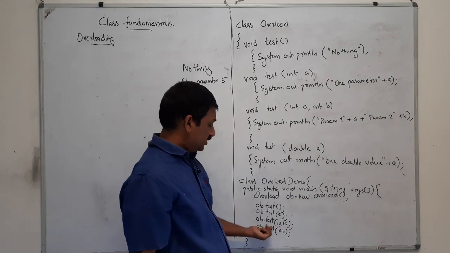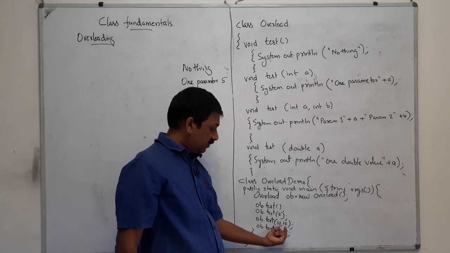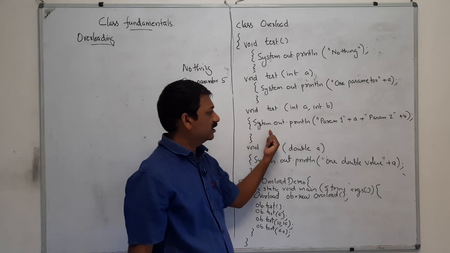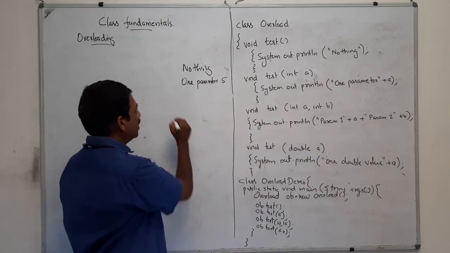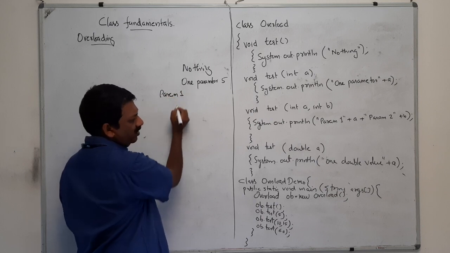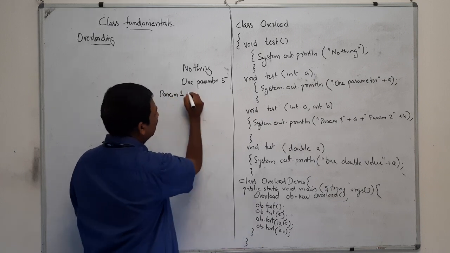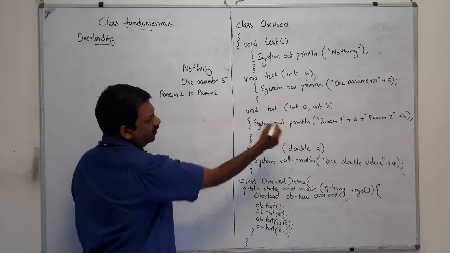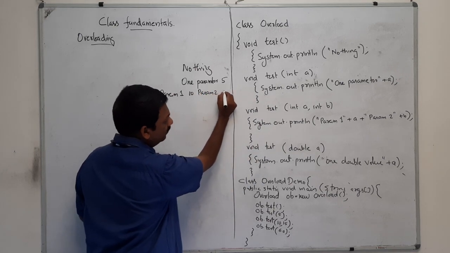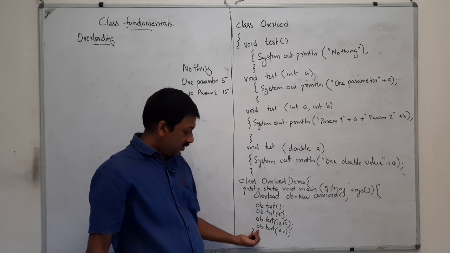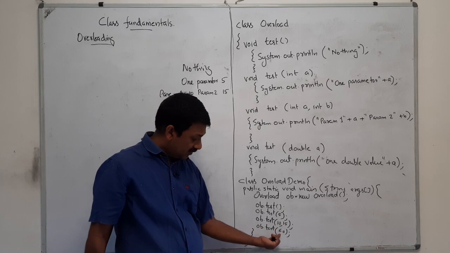Now ob.test is called with two integer parameters, so the method with this signature will automatically be executed. Param1 is 10, and param2 is 15.